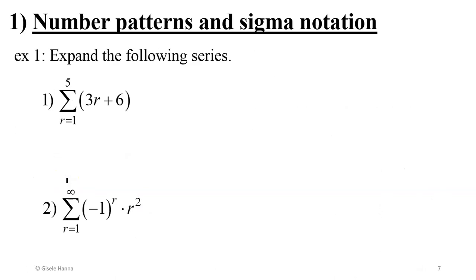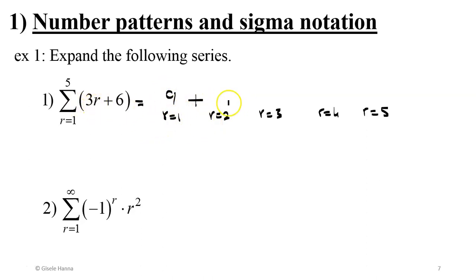However, if it says expand and evaluate, in that case, you'd need to expand sigma, list the sum of the terms, and then give the final sum. However, they're not asking us to evaluate the sum here, so we're just going to expand. So r goes from 1 to 5 here, so we just list the first 5 terms of that series or that sequence, and just add them. So for r equals 1, I have 3 plus 6, which is 9, plus, because it's a sigma, it's a series, so the terms are being added here.